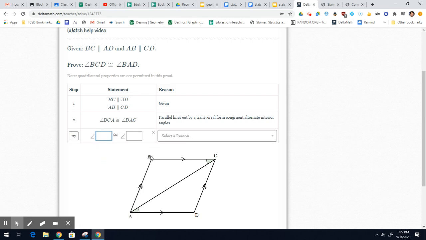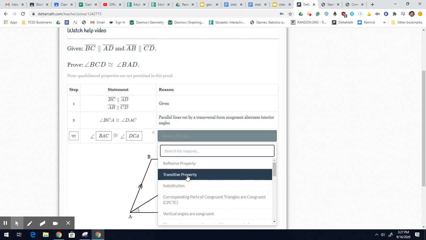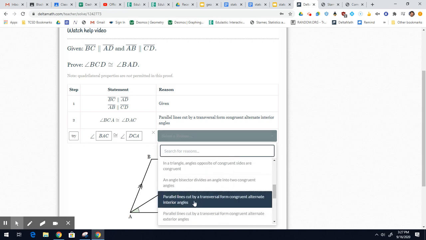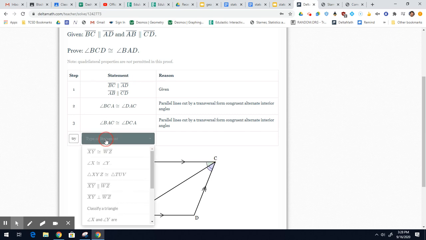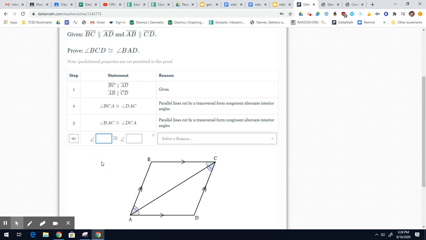So let's do AB, so let's do BAC. And then we have CD, so let's do DCA. They're again congruent because of the same reason. We have parallel lines cut by transversal, alternate interior angles are congruent. Boom. And they're highlighted. And now, if we add the two angles at A together and we add the two angles at C together, those big angles will be congruent as well. I think we're done. I think that we can say that angle BCD is congruent to angle BAD.